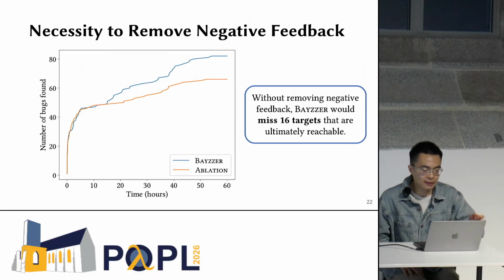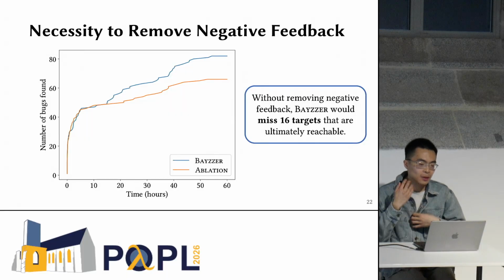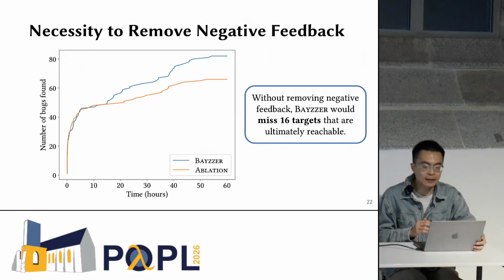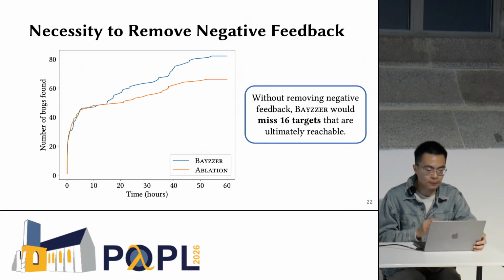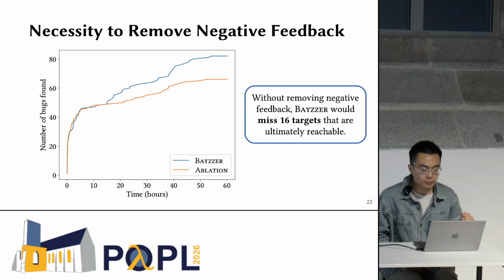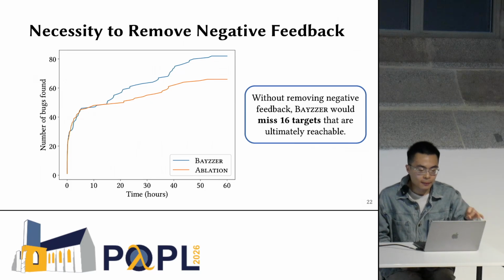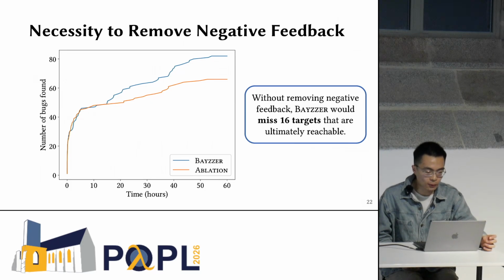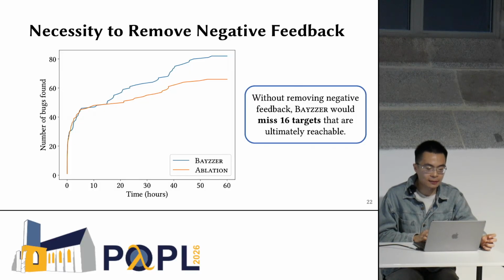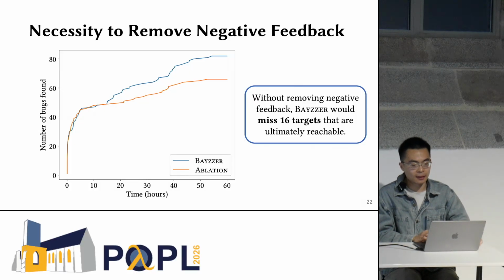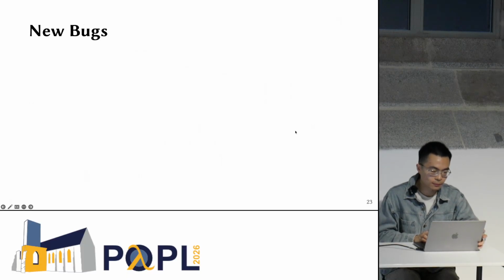We conducted application experiments to verify the necessity of removing negative feedback. As time progresses, many bugs become reachable, and if negative feedback is given prematurely, we may lose the opportunity to trigger them. In fact, the configuration without removing negative feedback discovers 16 fewer bugs in the end. Therefore, removing negative feedback can significantly enhance bug finding capability and is highly necessary.